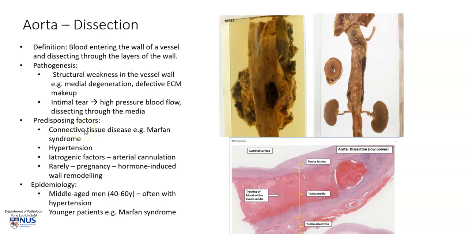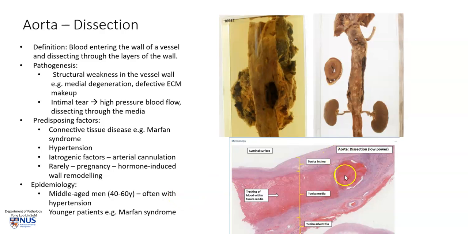Some of the predisposing factors include connective tissue diseases like Marfan syndrome, hypertension, which is very, very common in aortic dissection, certain iatrogenic factors, for example, previous arterial cannulation, and very rarely in pregnancy, especially in the third trimester, hormones can actually induce some remodeling of the wall of the blood vessels. Aortic dissection often affects middle-aged men who have a history of hypertension, and in patients with Marfan syndrome, this can occur at a younger age.